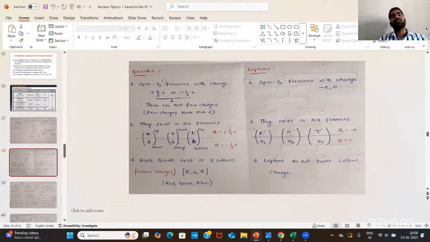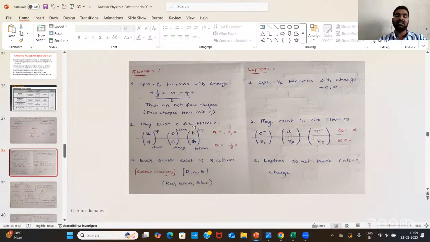If you see quarks, they are spin-half fermions, and they have charges of plus 2 by 3 e and minus 1 by 3 e. Only if fermions have a charge of e, the electron charge, can they be called free charges. These are less than this e charge, so quarks are not free charges.